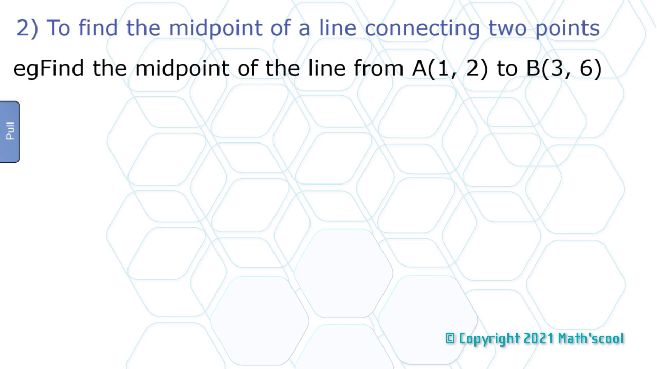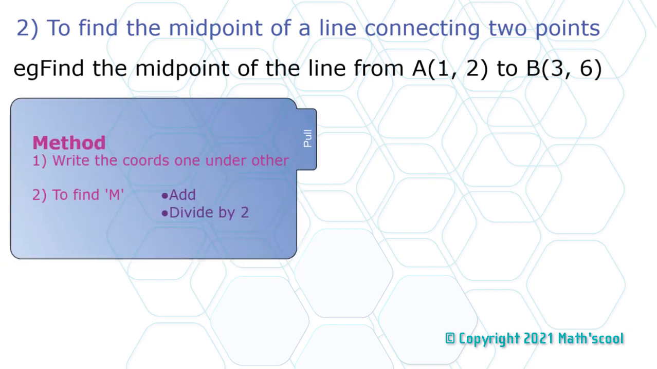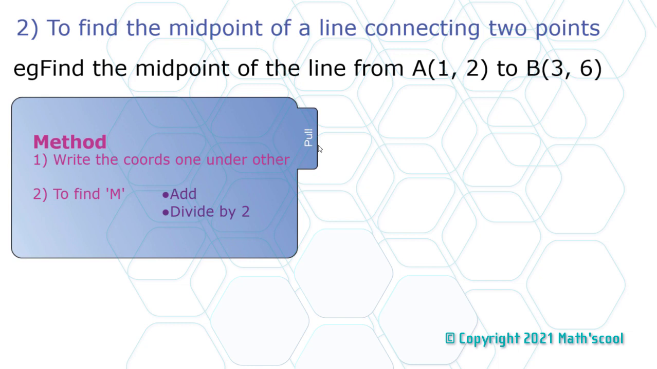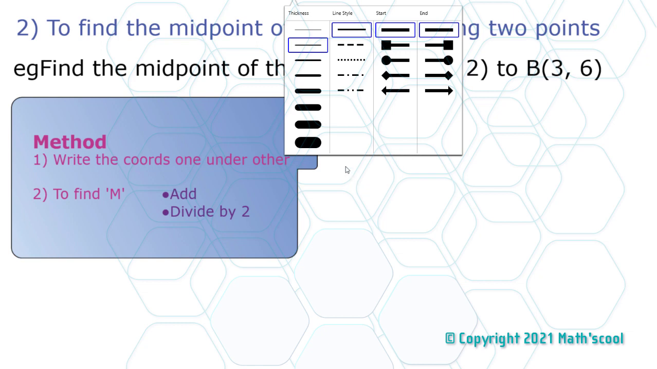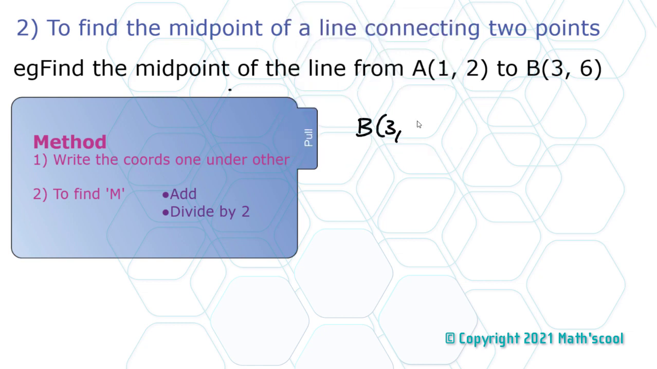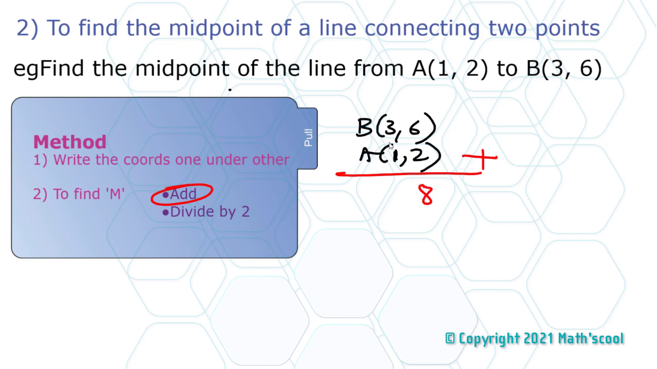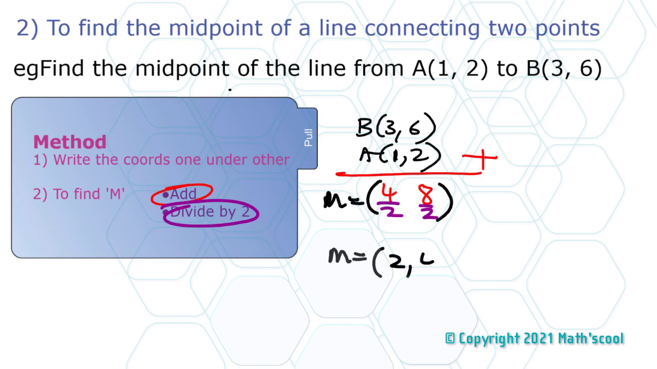Okay, now we're trying to find the midpoint. So we're going to write the coordinates one underneath the other like we did last time. So start off with B is 3, 6, and A is 1, 2. Again, it doesn't matter which one you put at the top. This time we're going to add them. So that's going to give us 8 and 4, but we're going to divide by 2, and call that the midpoint. And so the midpoint is 2, 4.